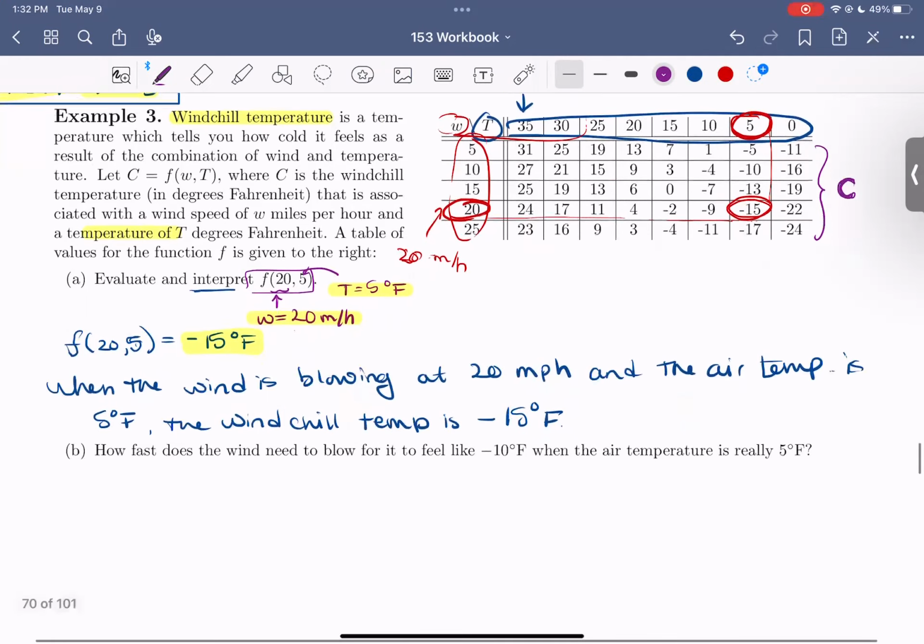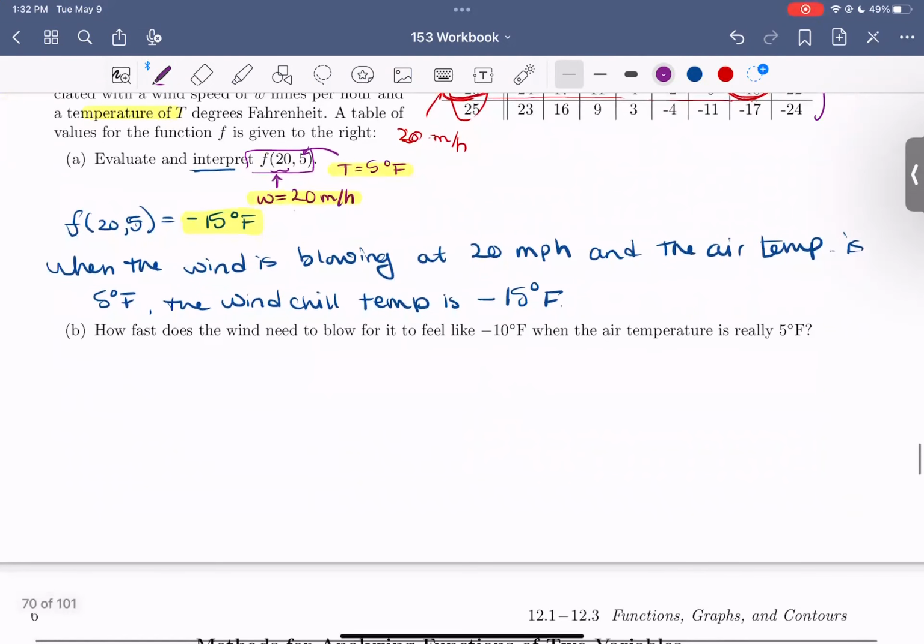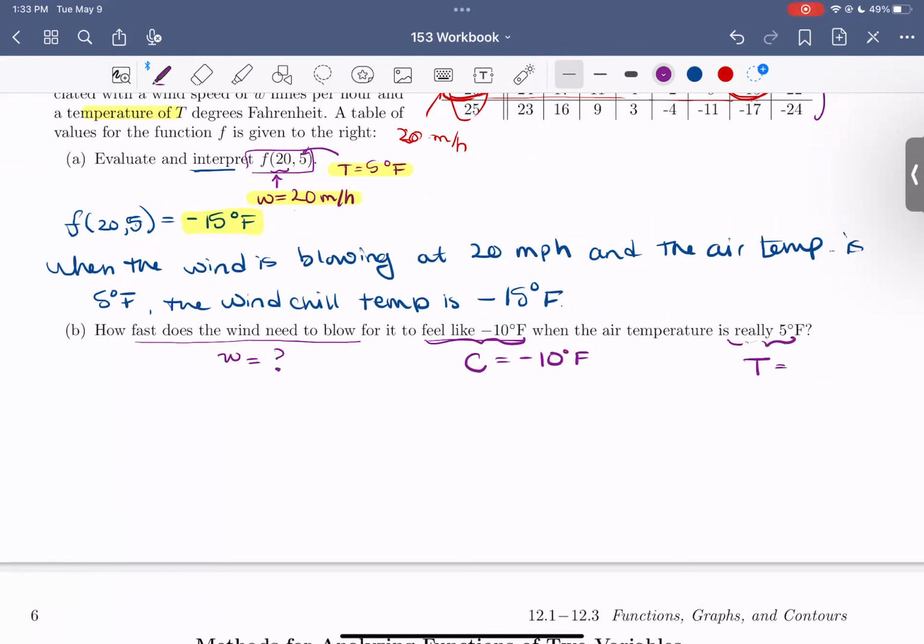Now let's take a look at part B. In part B, we're asked, how fast does the wind need to blow, that's the W, for it to feel like negative 10 degrees Fahrenheit? That's the wind chill, when the air temperature is really 5 degrees Fahrenheit, which is our temperature T. So what we're asked here is to determine what W is going to be when the wind chill is negative 10 degrees and the air temperature is 5 degrees.